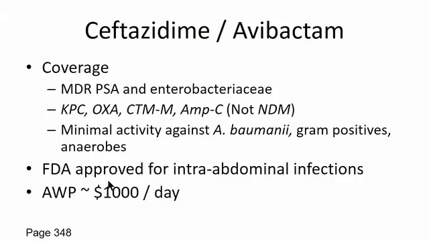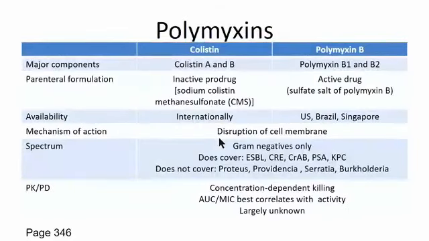I mean, there's also not a whole lot of clinical data. A lot of the data is just in the laboratory. But I would say this cost is somewhat prohibitive for a lot of our use. So with that said, polymyxin and tigecycline still remain some of our therapies to be used for CREs and carbapenem-resistant Pseudomonases and Acinetobacters. So for the polymyxins, we have colistin A and B, and polymyxin.